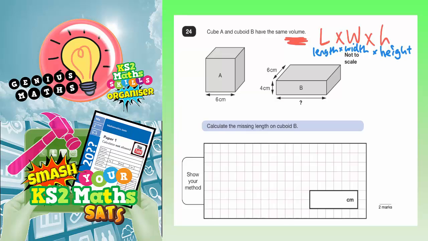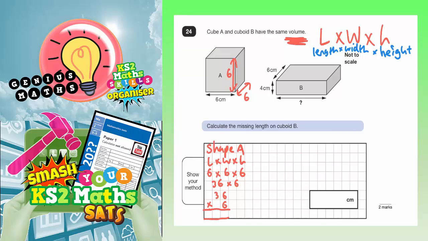Well, in order to do this, we need to first of all work out the volumes of both shapes. So on shape A, which is the cube, we've got L times W times H, and because it's a cube, the length is 6, but the width must be also 6, and the height must be also 6. So it's basically 6 times 6 times 6. Let's work that out. Well, 6 times 6 is 36, and then we would need to times that by 6 as well. So 36 times 6, let's figure that out.